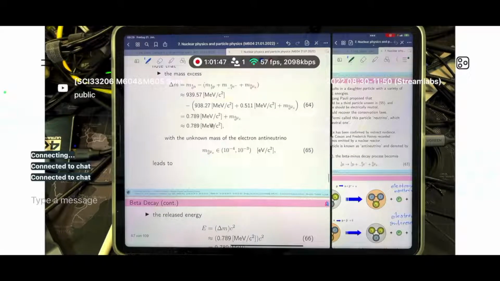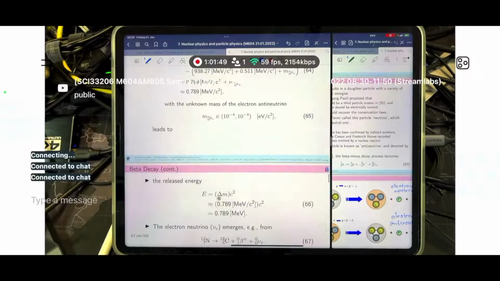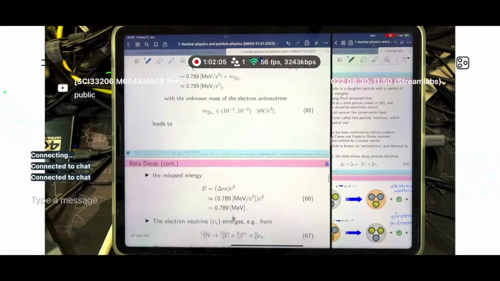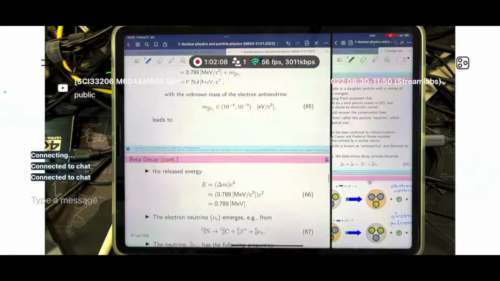Now the released energy is going to be 0.789 mega electron volts. Once you convert it by multiplying with c squared, you get the actual mass in mega electron volts from this process. So equation 63 releases energy of around 0.8 mega electron volts.